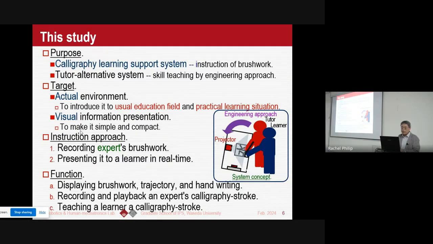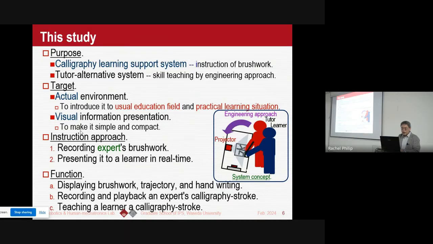basically, visual information should be used because we are using the projection system. So based on the visual information, how to inform the stroke movement, the brush stroke movement, is one important point. To make it simple and compact is a design principle of this system.